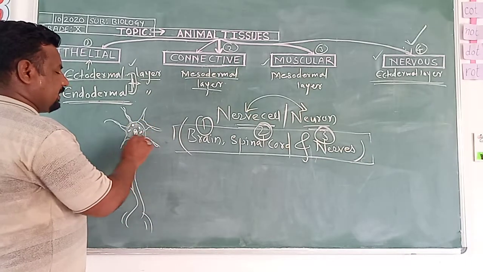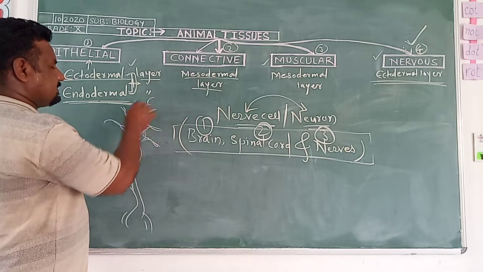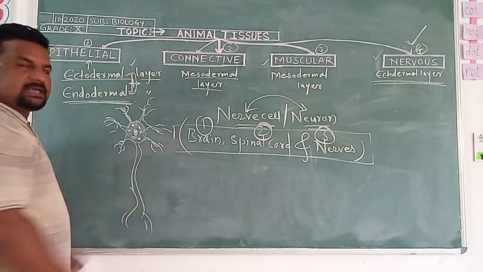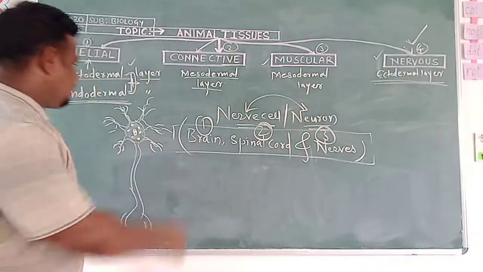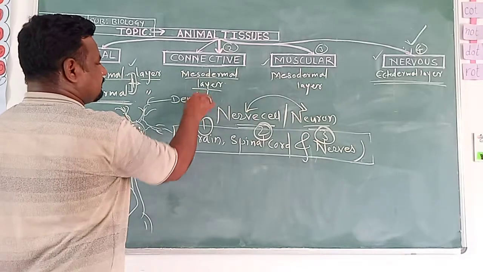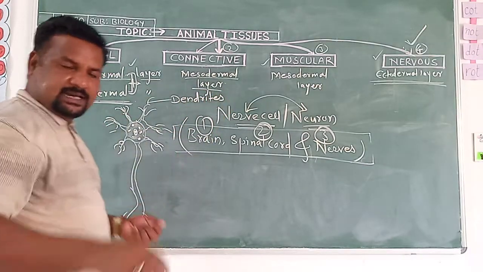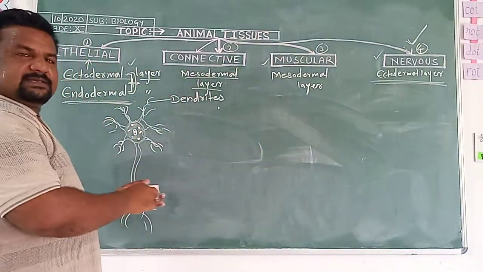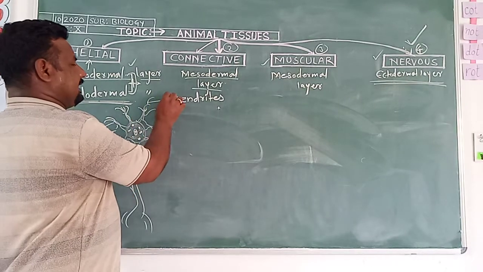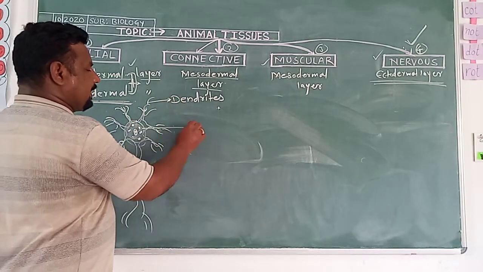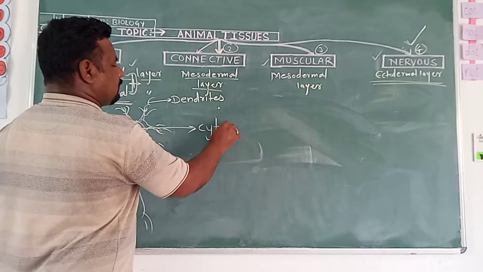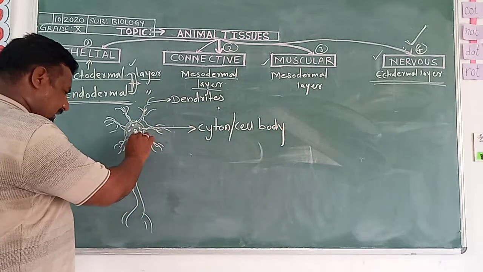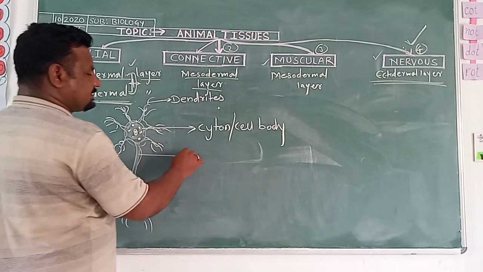And around this cell body of the nerve cell, several fibers or branches arise, taking their origin. These branches arising around the cell body of the nerve cell we call dendrites. What are these several branches arising from the cell body of the nerve cell? Dendrites. And what is this called? Cell body or cyton, the cell body of the nerve cell. And a long fiber arises from this cell body. This long fiber is called the axon.